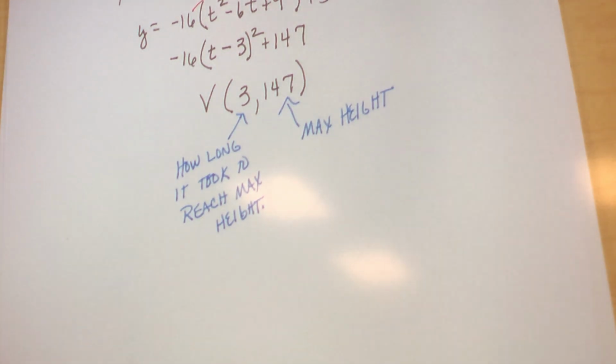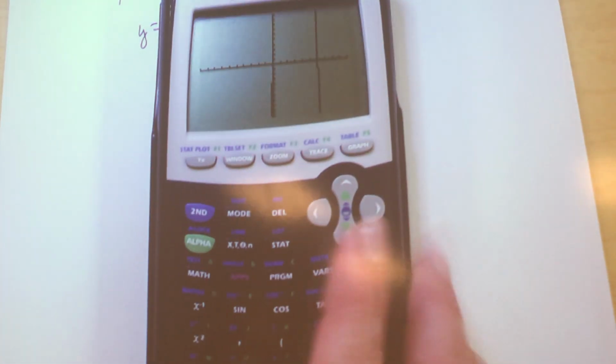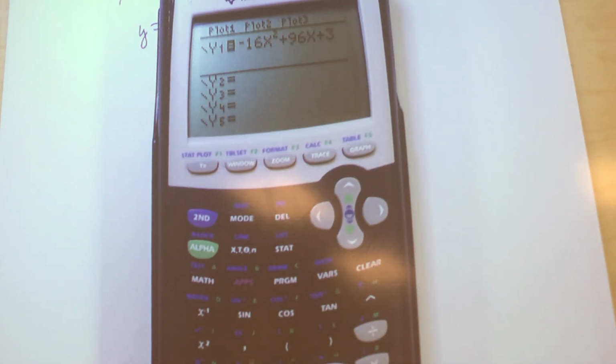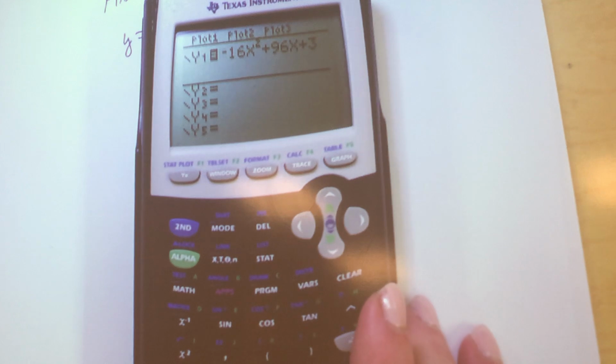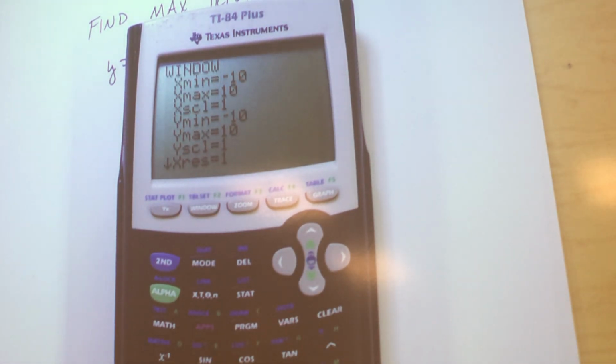Okay, so I'm going to show you what he looks like on a calculator. Hang on just one second. Just because I want to talk about it, okay? So here is my equation. I put it in, negative 16x squared plus 96x minus 3, all right? I'm going to go talk about the windows, all right? So x is my time. What's the smallest time, guys? 0, okay?